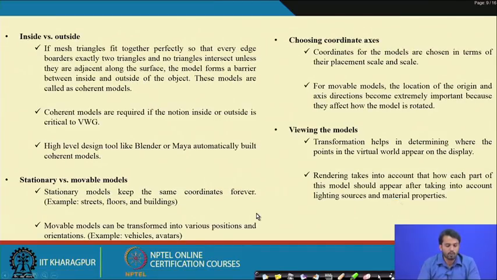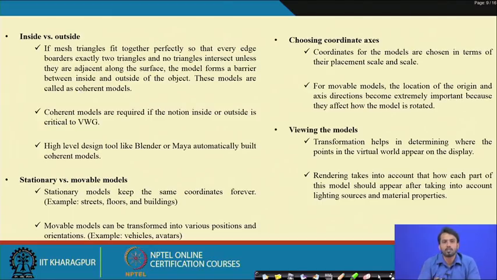Along with that, we have to consider another property of this triangle mesh: inside versus outside. If the mesh triangles fit together perfectly, so that every edge borders exactly two triangles and no triangles intersect unless they are adjacent along the surface, the model forms a barrier between the inside and outside of the object. This property is called the coherent property, and these models are called coherent models.